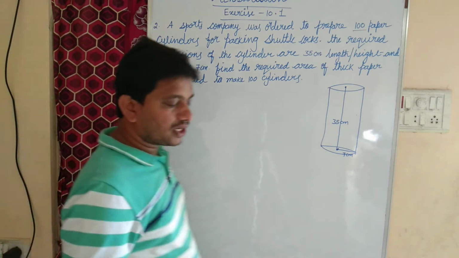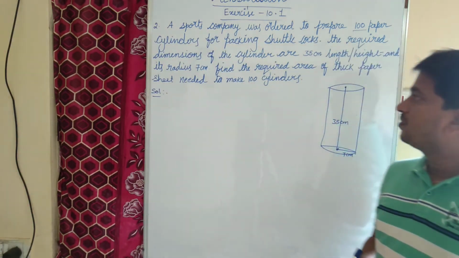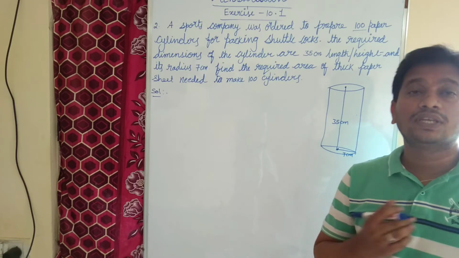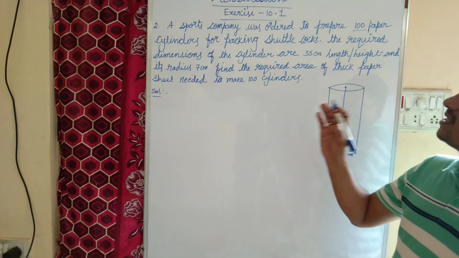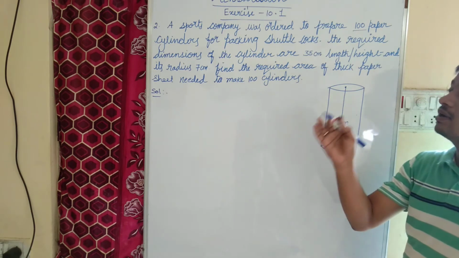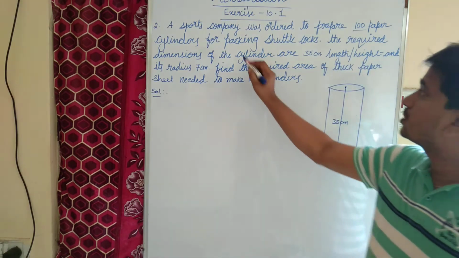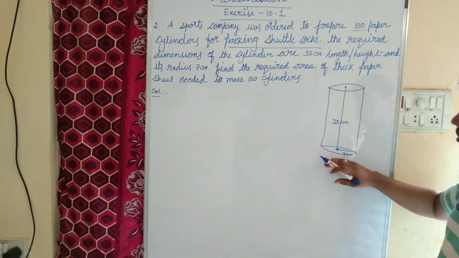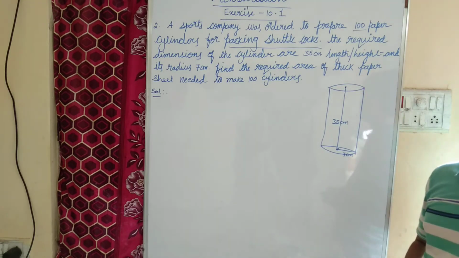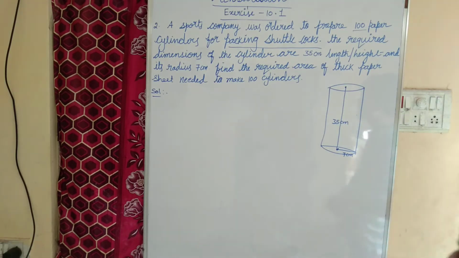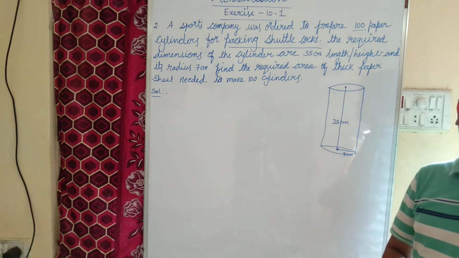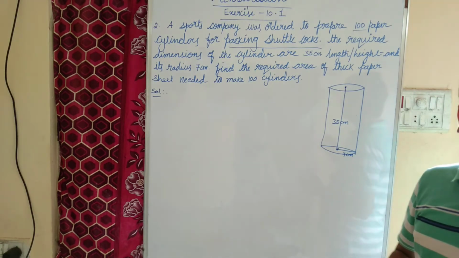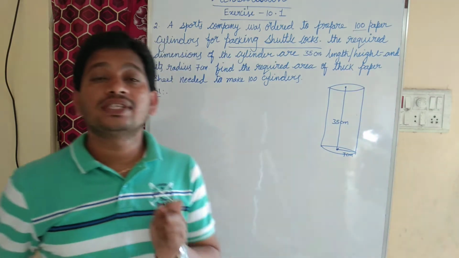Children, first of all find out whether we need to find the curved surface area of the cylinder or the total surface area of the cylinder. A sports company was ordered to prepare 100 paper cylinders for packing shuttlecocks, so we have to close the bottom face as well as the top face. Yes or no? For packing shuttlecocks they are ordering cylinders, right? So the top face we have to close, the bottom face we have to close. In this case, we have to find the total surface area of the cylinder.